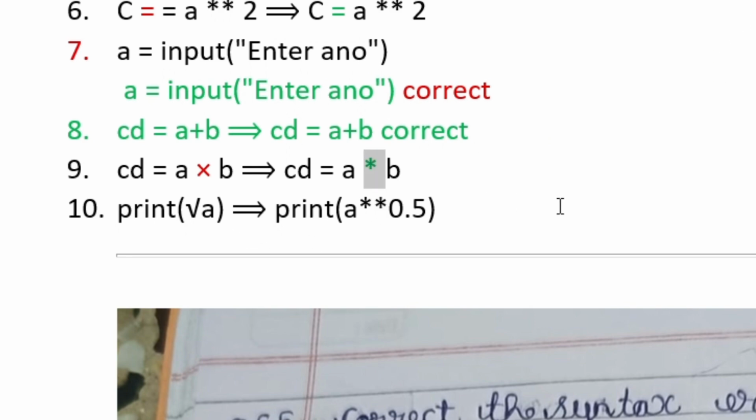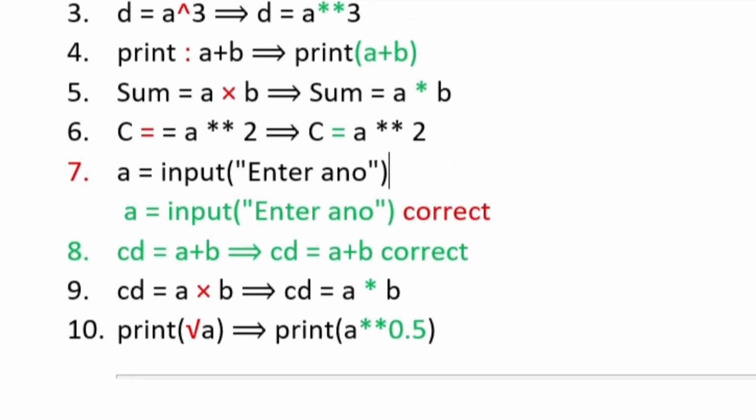Number 10. Wrong code: print square root a. Correct code: print, bracket, a double star 0.5. Explanation. Python does not recognize the square root symbol, but square root can be written as power half. So a double star 0.5 means square root of a.